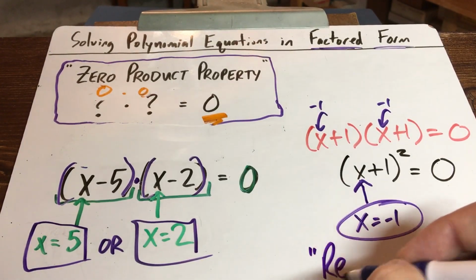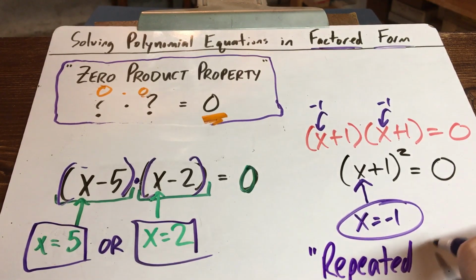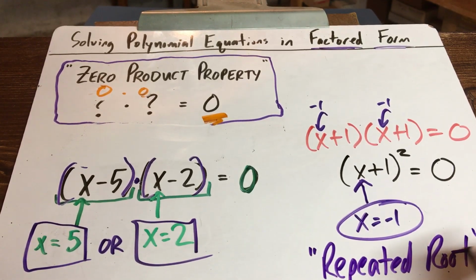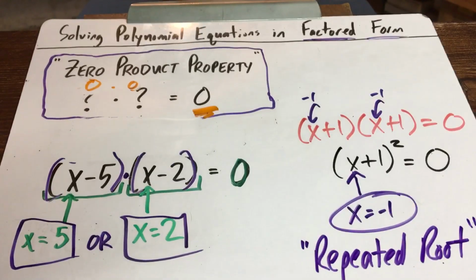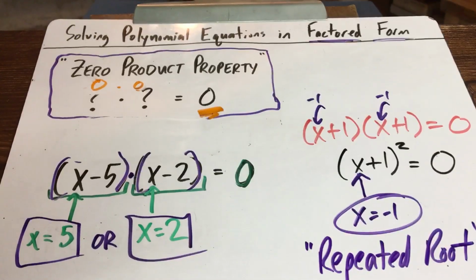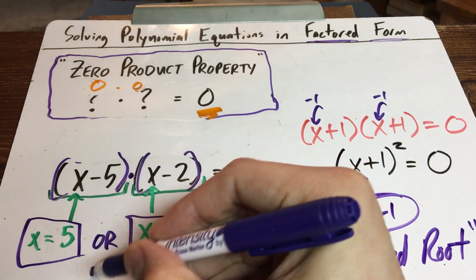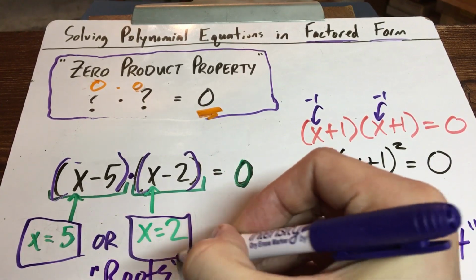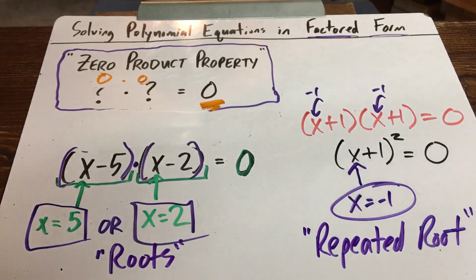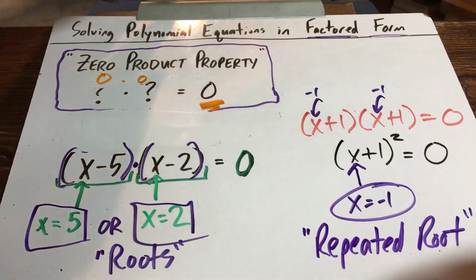I don't know if you'll actually need to know this vocabulary term. They call this a repeated root, just because your answer repeated itself. We had negative 1 as our answer in both parentheses. When you actually find these answers, they're called roots. Sorry, that's not really on my camera. Let me scroll back a little bit. A little bit later on in the class, we'll learn that roots are the same thing as the x-intercepts. Whenever we go to graph these, these will be the places where the graph touches the x-axis. That's something for a later date. I don't want to get into that right now. But anyway, that's the main idea for today's questions.